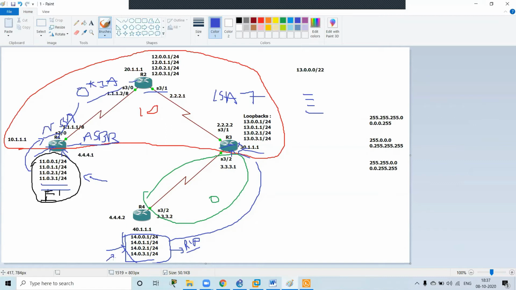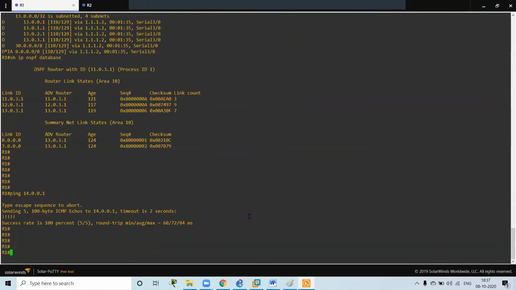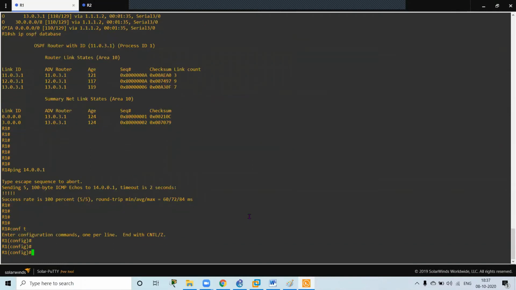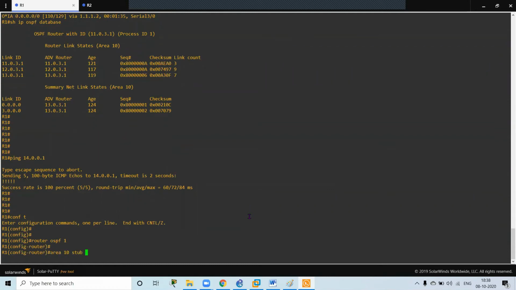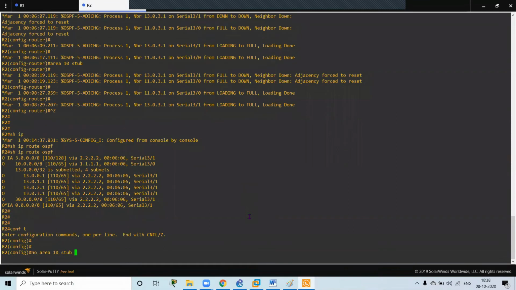We use NSSA. So on R1, on all the routers of the stub area, we have to give a simple command. First, I will remove the stub configuration from all the routers.